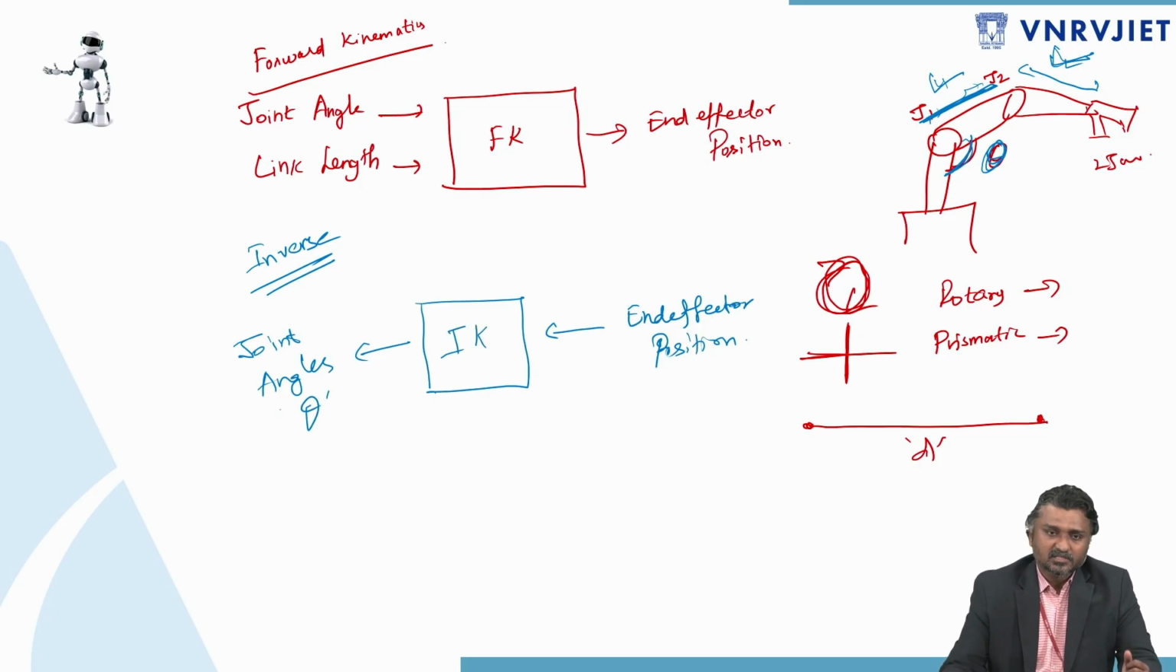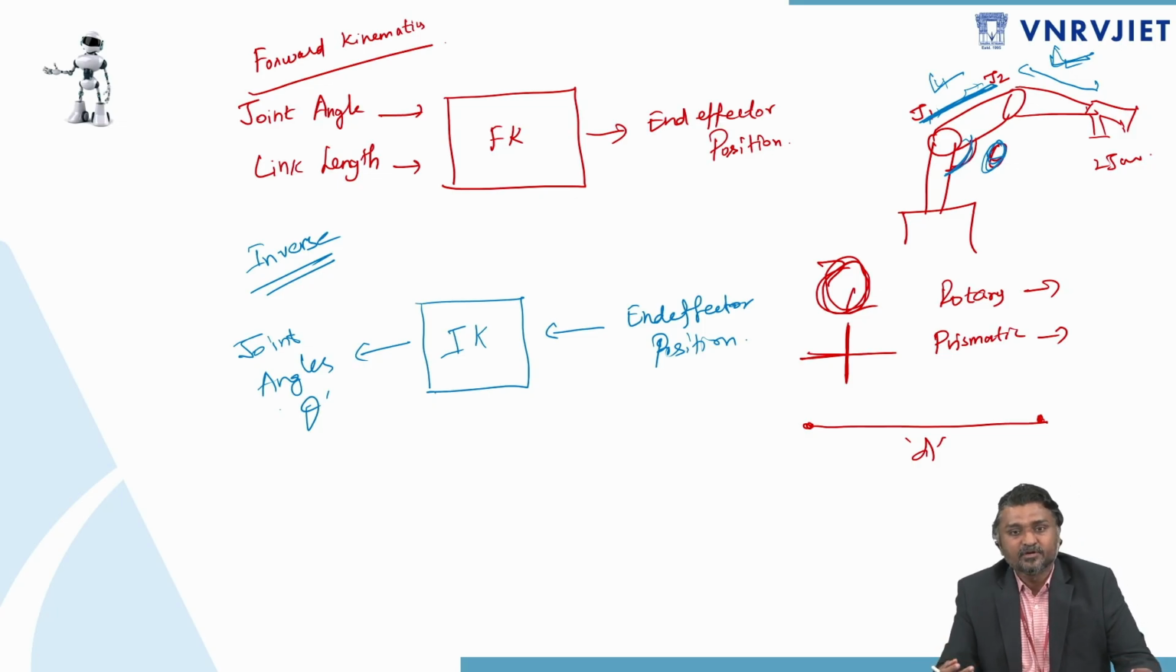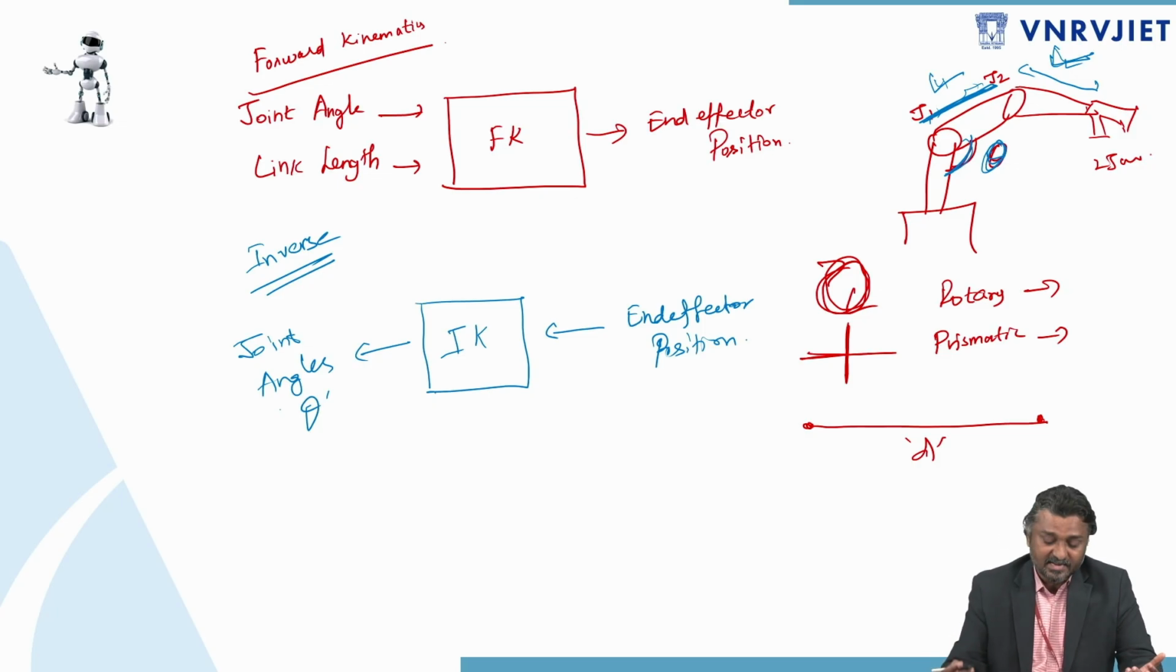So first, based on the joint angle and link length, I have to identify the end effector position, that is forward or direct kinematics. And when I have the end effector position, I am identifying the joint angles from it, that is called inverse kinematics. That is the difference between forward and inverse kinematics.